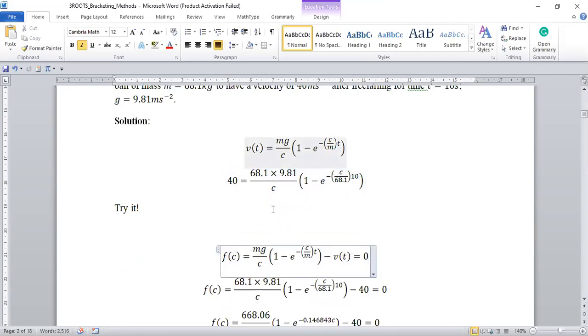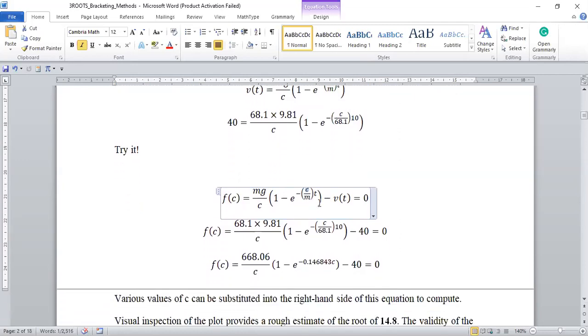This is our original equation. We subtract both sides by V, and you are going to get this. Then you equate it to 0 and create a function f of C. So we are reducing the question to finding the roots. The root, the value of C where f of C is equal to 0, is the value of C we are looking for. So let's do that approach.